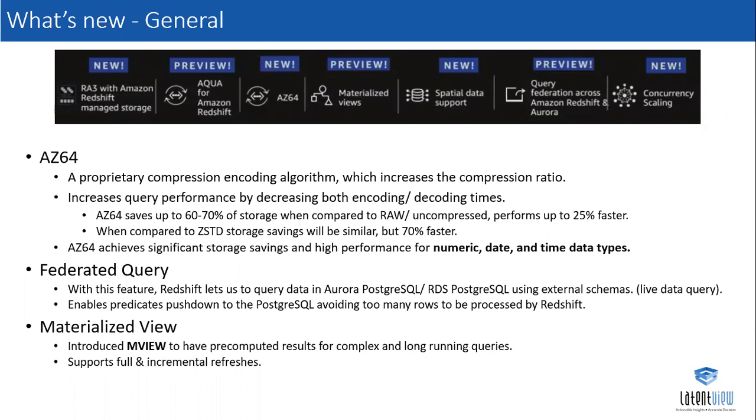There are other compressions that we saw earlier. Another comparison is ZSTD, which has the same footprint, so the compression ratio remains the same, but it is going to be 70% faster in terms of encoding and decoding. The overall query execution will be faster. This has been introduced of late, and we can make the most out of AZ64 by applying this compression to a numeric data type, a date, or a timestamp. So this is AZ64 that has been recently introduced.